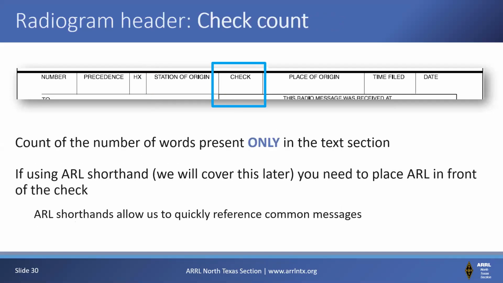The check is basically a way for us to see if any words disappeared or got added to the message. So it's a count of how many words are in the text. There are some shorthands we can use, and I'll go into those in a bit. If you use one or more shorthands, then we put ARRL before the number to signify we're using shorthands in the message. But if you don't have any shorthands, then it's just the count. There are 9 words in here, so the check is 9. And I'll show the example of that when I get some real traffic up on the screen.